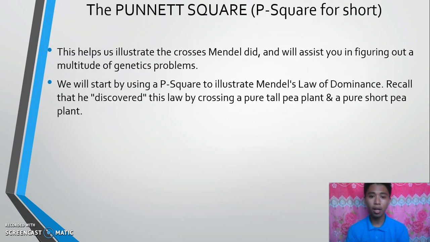This is where the Punnett square helps. It helps us illustrate the crosses Mendel did, and will assist you in figuring out a multitude of genetic problems. We will start by using a Punnett square to illustrate Mendel's law of dominance. Recall that he discovered this law by crossing a pure tall pea plant and a pure short pea plant.